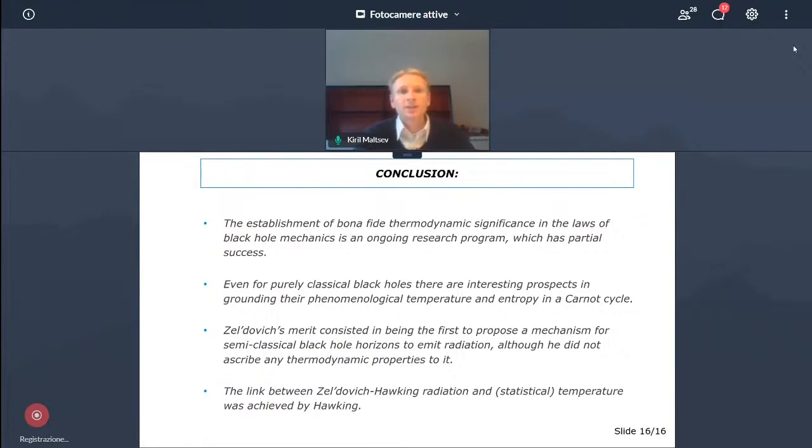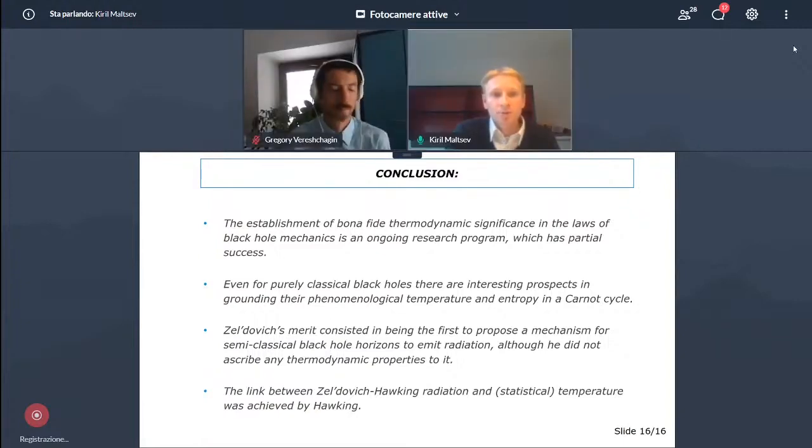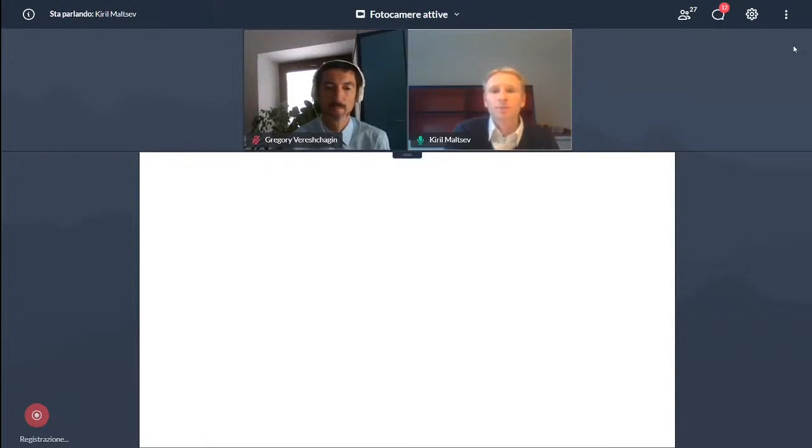And the conclusion is that the establishment of bona fide thermodynamic significance in the laws of black hole mechanics is an ongoing research program, which has partial success. And even for purely classical black holes, there is an interesting prospect for grounding their phenomenological temperature and entropy in a Carnot cycle. And Zeldovich's merit consisted in being the first to propose a mechanism for semi-classical black hole horizons to emit radiation, although he did not ascribe any thermodynamic properties to it. The link between Zeldovich-Hawking radiation and statistical temperature was achieved by Hawking.